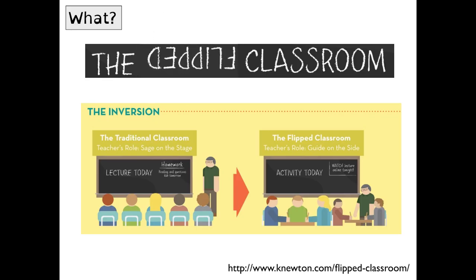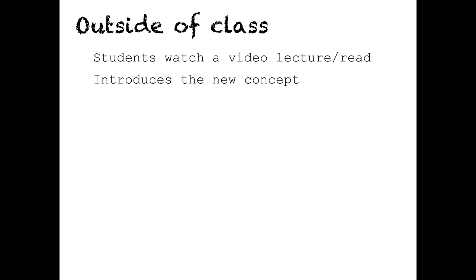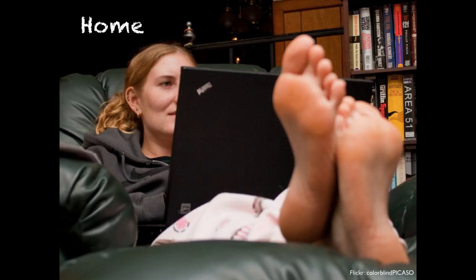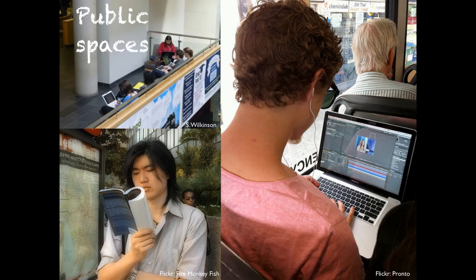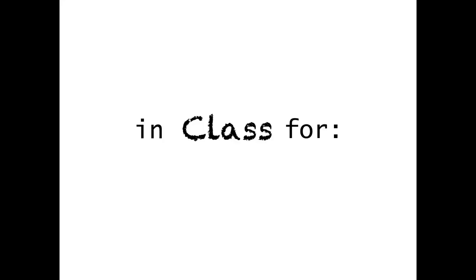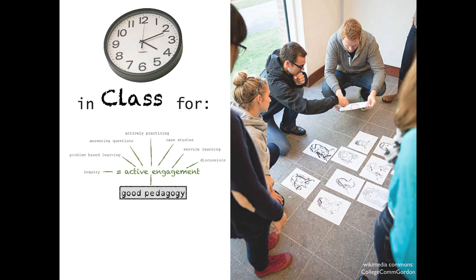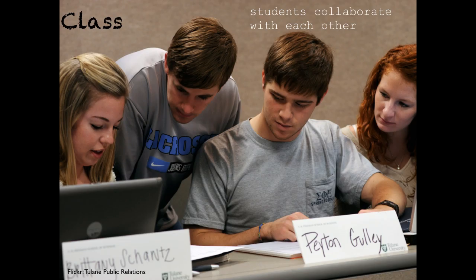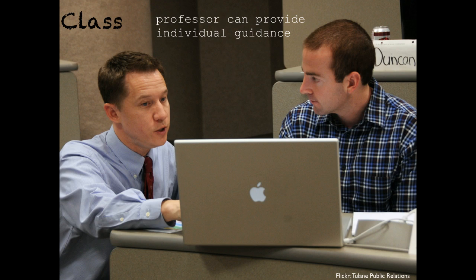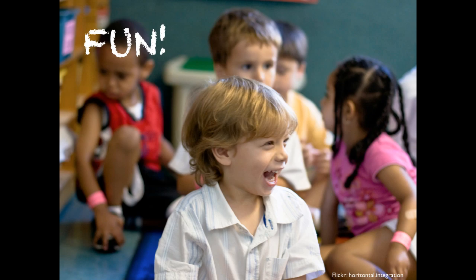So what does the flipped classroom do? Outside of class, students watch a video or read, and this is going to introduce a new concept. They can do this at home or in any number of different public spaces, like when they're getting to school, when they're hanging out between classes, when they're waiting for a bus, everywhere. And this allows time in class for all the things we know are good for student learning. So students can have discussions, do inquiry-based learning, collaborate with each other. The professor can provide individual guidance to students, and most importantly, students can have a lot of fun.